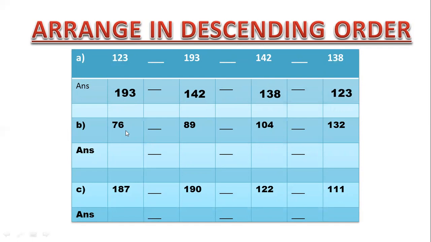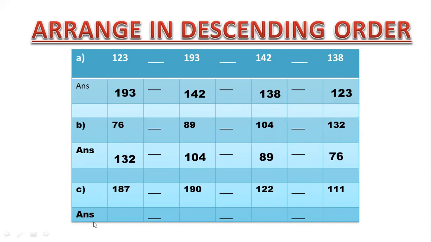Let's see the next one. 76, 89, 104 and 132. Which is the biggest number in this? Can you see? Can you find out? It is 132. After that, 104. After that, we have 89 and then 76.